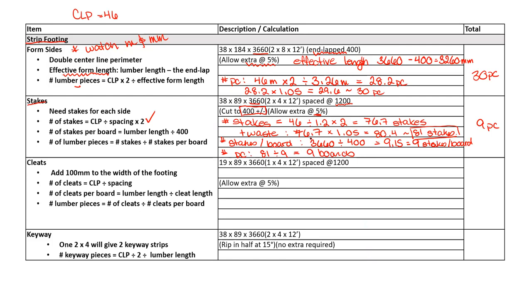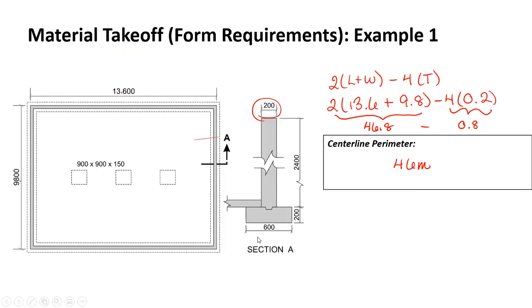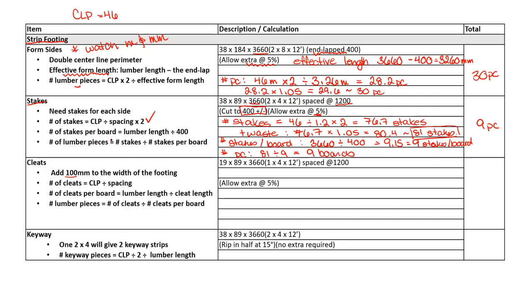Next, we have to calculate cleats. So for cleats, it says add 100 millimeters to the width of the footing. So we're going to have to flip back to the width of the footing. The footing is 600 millimeters wide. So I'm going to need my cleats. We have a 600 millimeter footing. You could add the 100 on now. Yes, we will add the 100 on now because I maybe adjusted the formula a little bit in here.